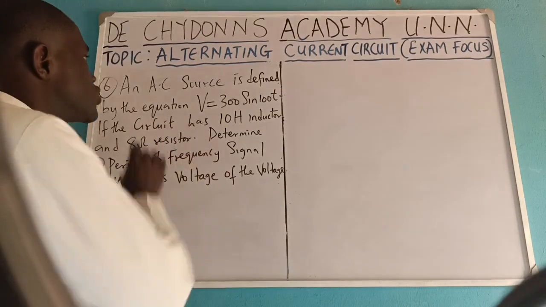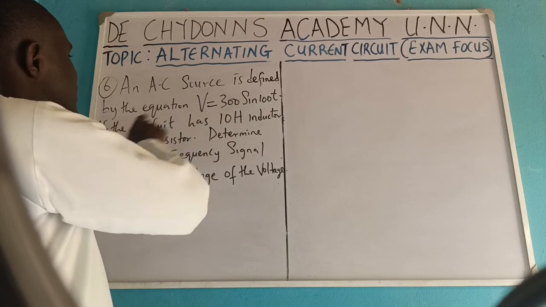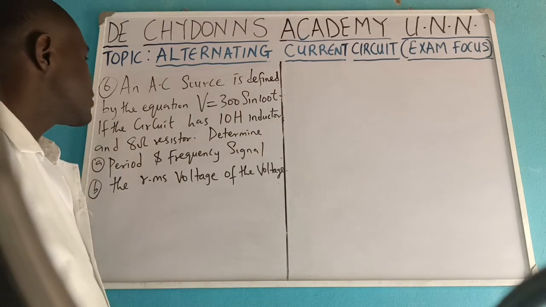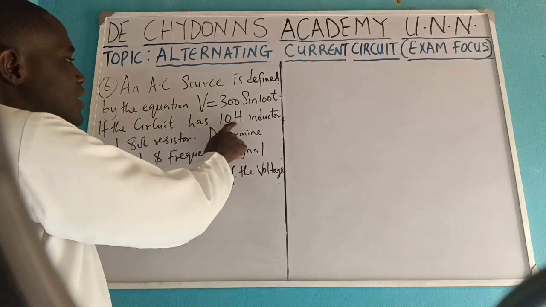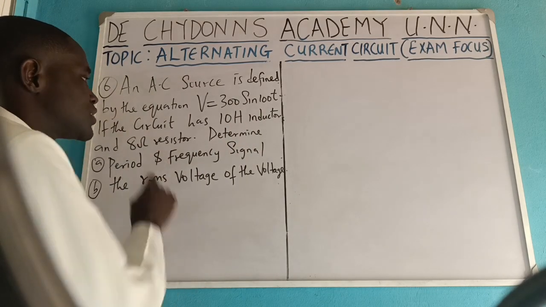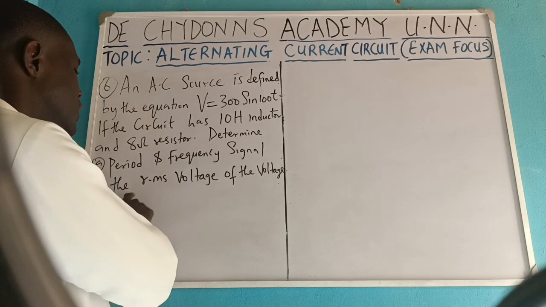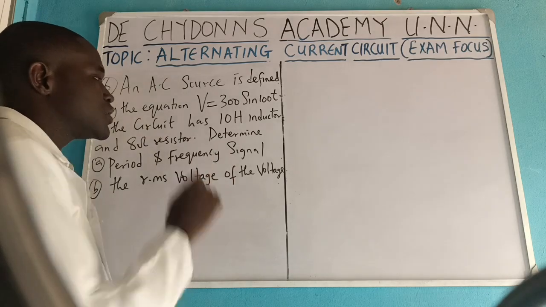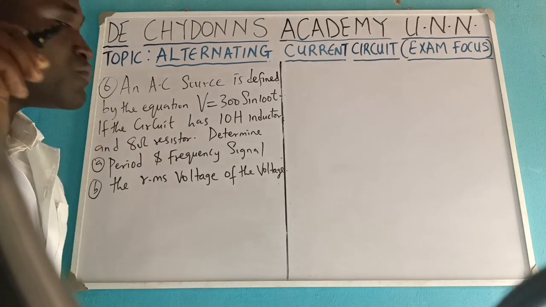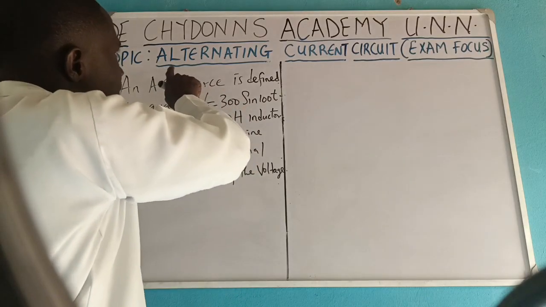Now let's see how to solve question number 6. An AC source is defined by the equation V equals 300 sin 100t. If the circuit has a 10 H inductor and an 8 ohm resistor, determine the period and frequency of the signal, and the root mean square voltage.